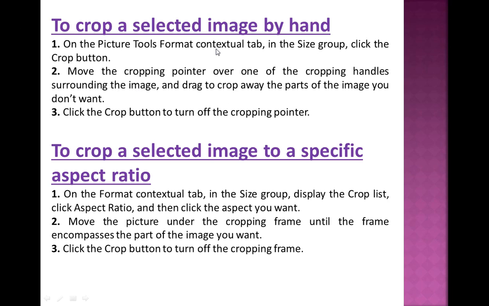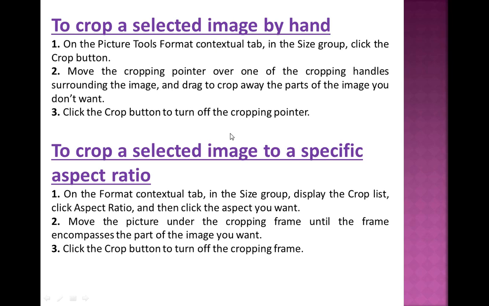Then how to crop? Go to the Picture Tools Format contextual tab, click on the Size group and then click on the Crop button. Move the cropping pointer over one of the cropping handles surrounding the image. Drag to crop away the parts of the image that you don't want and click on the Crop button to turn off the cropping pointer. How can we access the Format contextual tab? Simply right click on the image, go to Format Picture, go to the Size group and click on the Crop button.